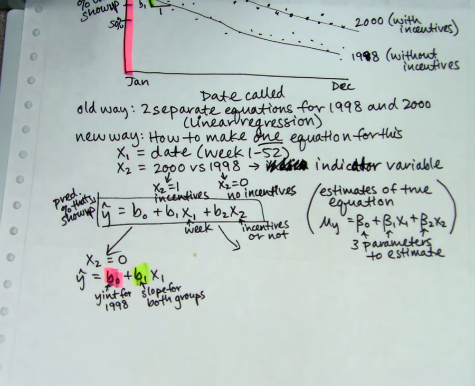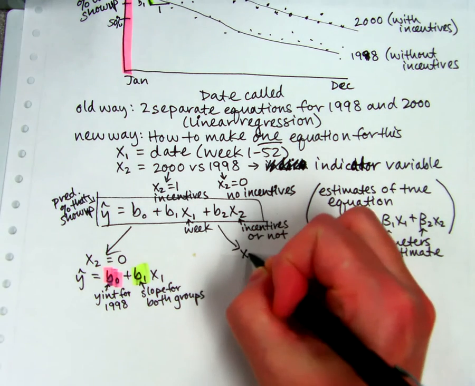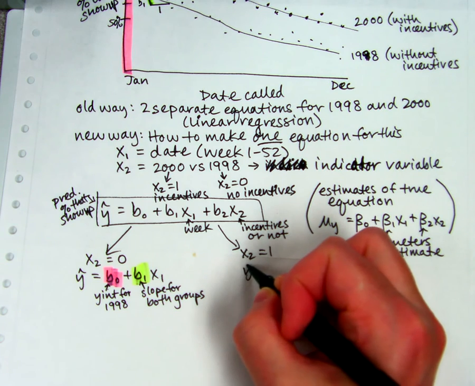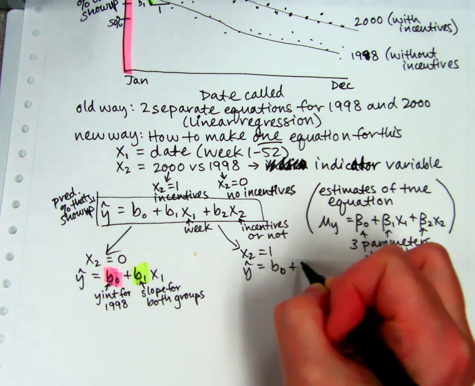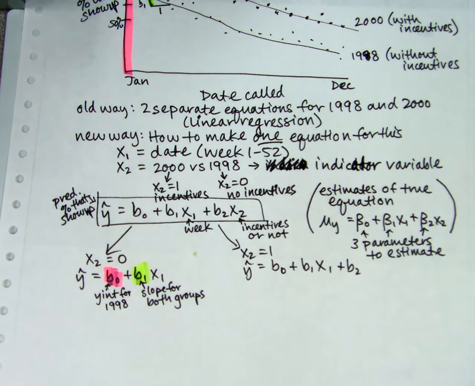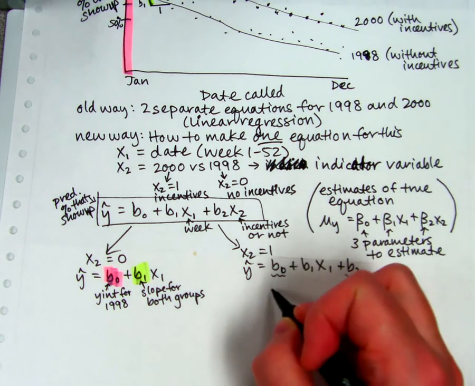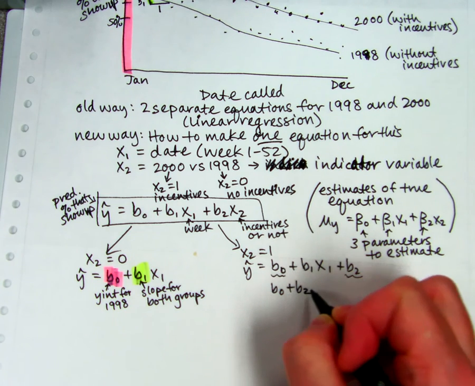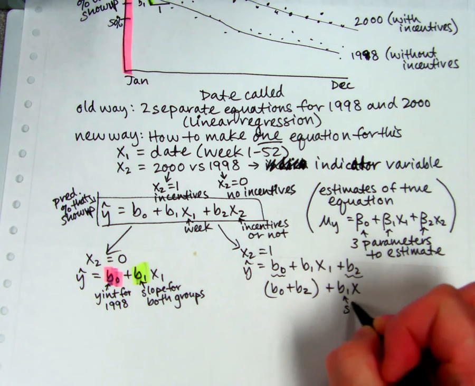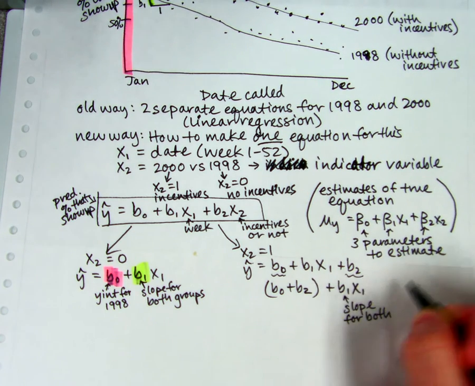Okay, so that's fine. What if we have this extra x2? What if x2 is 1 instead of 0? That means we have incentives. Okay, then we get an equation that looks like this. Y hat equals b0 plus b1 x1 plus b2 gets multiplied by 1, and you just get b2. So let's do some combining like terms in this equation. b0 and b2 would get added together. And then b1 would be left with the x. b1 is still the slope. x1, I should say. It shows the slope for both sets of data.